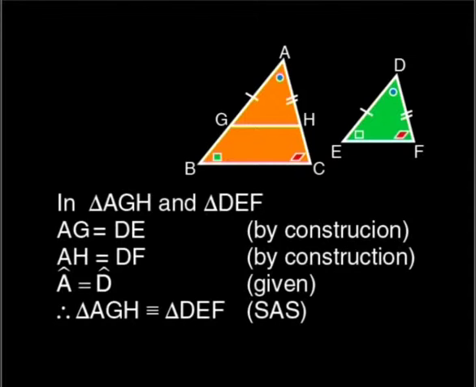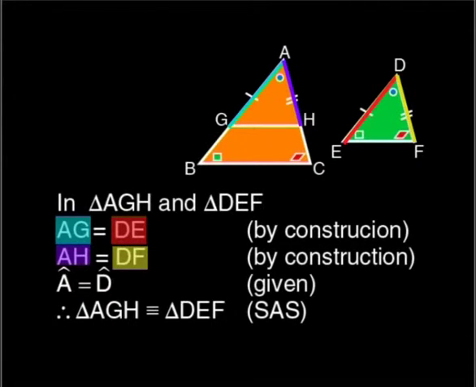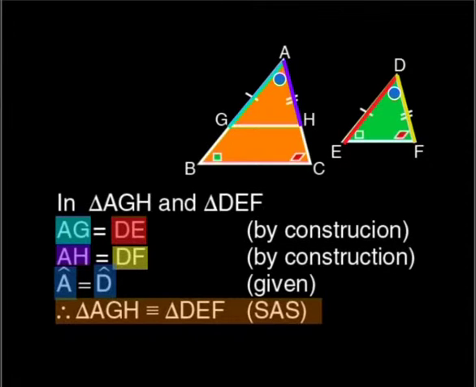Let's write this all down formally. Here goes. In triangle AGH and triangle DEF, AG equals DE because we constructed it like that. The same goes for AH equal to DF. The angles A and D are equal. They were given as equal. That gives us 3 equal parts in the 2 triangles, 2 sides and the angle between the sides. So we can write that triangle AGH is congruent to triangle DEF, side, angle, side.